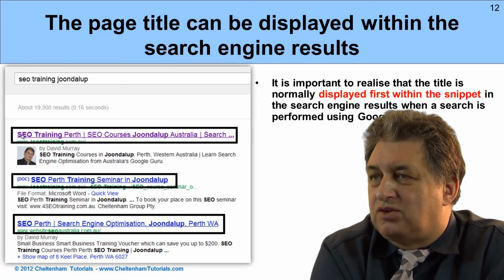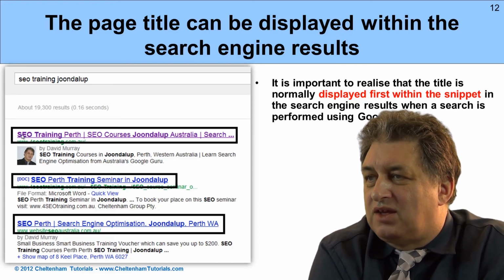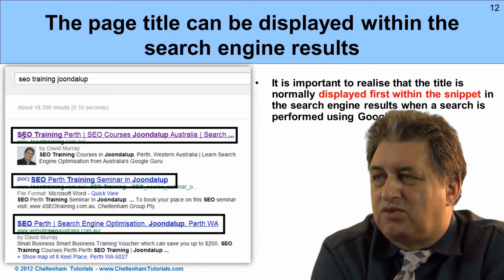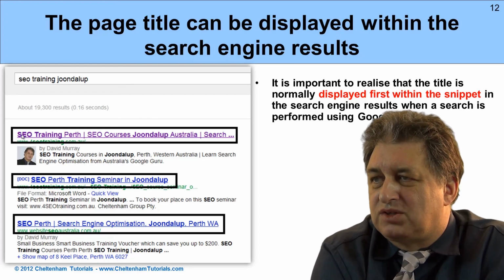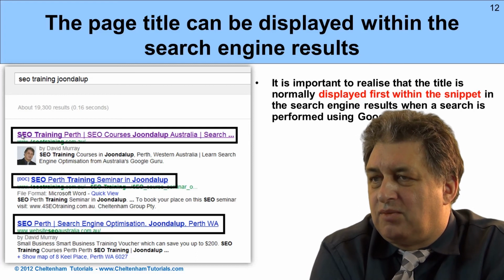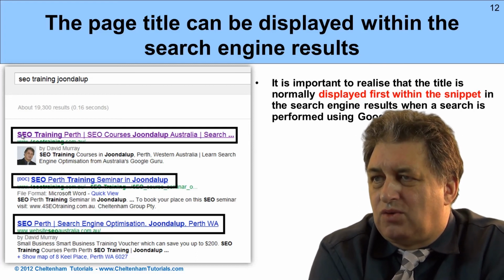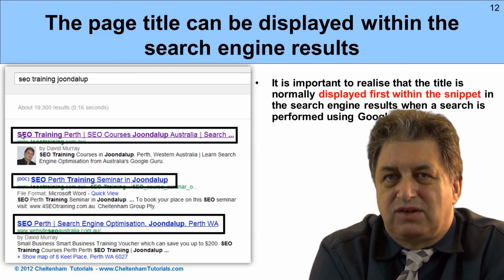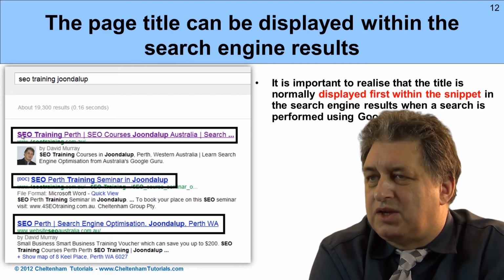The title then goes on to talk about SEO courses in Joondalup, Australia. So we've got the words Australia, Joondalup, courses, SEO training and Perth all within the title. So you should kind of decide what your keyword phrases are. That's covered in a different chapter.